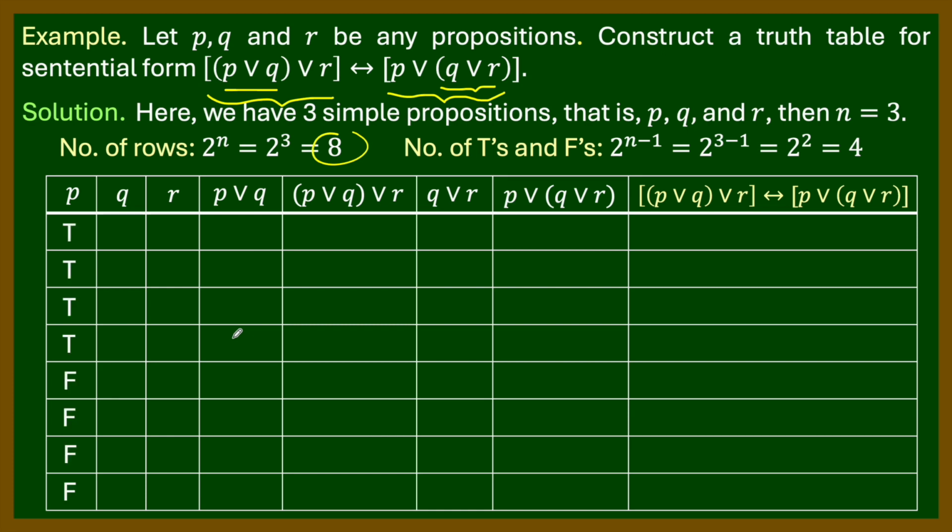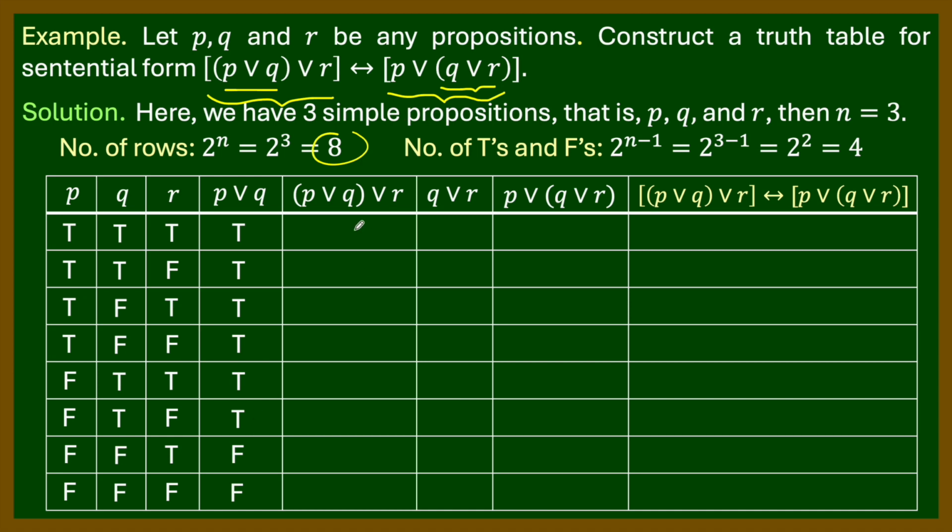Now, observe the hierarchy of T's and F's for each simple proposition P, Q, and R. We are doing this to avoid duplicates. Here in P disjunction Q, let us focus on columns P and Q and apply the disjunction law. T disjunction T is true. T disjunction F is also true. F disjunction T, true. And lastly, F disjunction F, false.